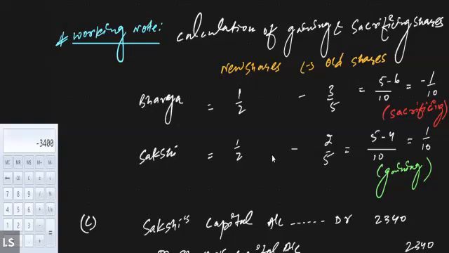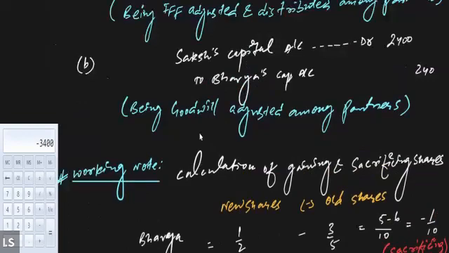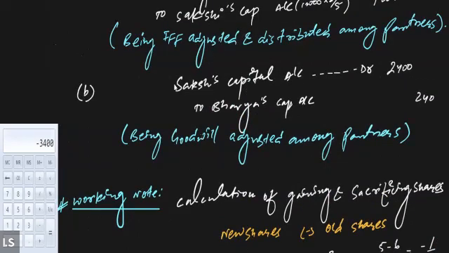So since Sakshi is the gainer here and Bhavya is sacrificing, the general entry in this situation will be Sakshi's capital account will be debited. So what will be the general entry? Sakshi's capital account debit to Bhavya's capital account. So that is what I have done here. Sakshi's capital account debit to Bhavya's capital account, and the amount was how much? 24,000 is the self-valued goodwill, and their gaining and sacrificing share is how much? 1/10 each. So 1/10 of 24,000 is equal to 2,400.